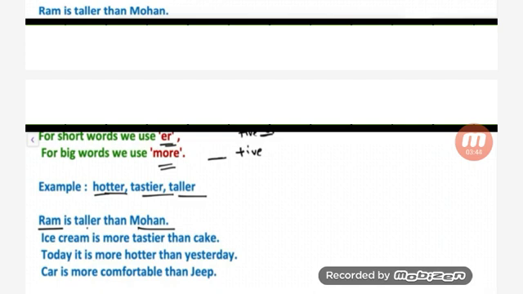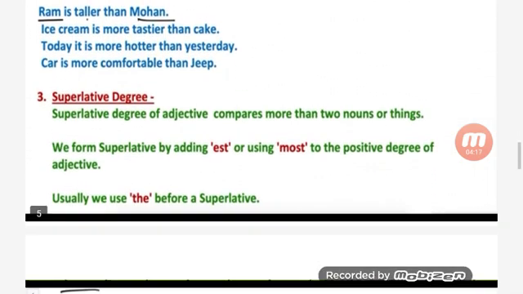Okay, ice cream is tastier than cake. Same, we are comparing here ice cream with cake, so we have used the comparative degree. Today is hotter than yesterday. Car is more comfortable than jeep. So here taller, tastier, hotter, and more comfortable are comparative degree words, and we are comparing two things or persons here, so it is a comparative degree.